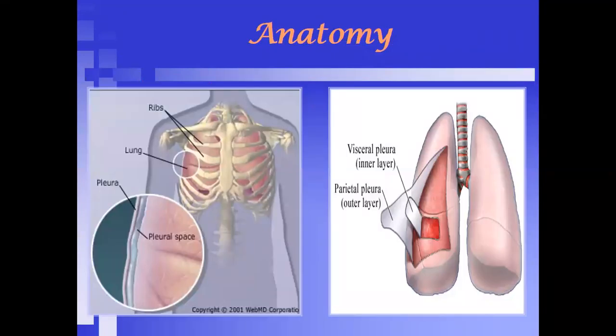So first, let's recall the anatomy of the pleural space. You have the two layers of pleura, your outer layer, which is called your parietal pleura, which is adherent to your chest wall, while the inner layer is your visceral pleura, and it is adherent to your lung parenchyma. And in between the two pleura is your very small space called your pleural space.